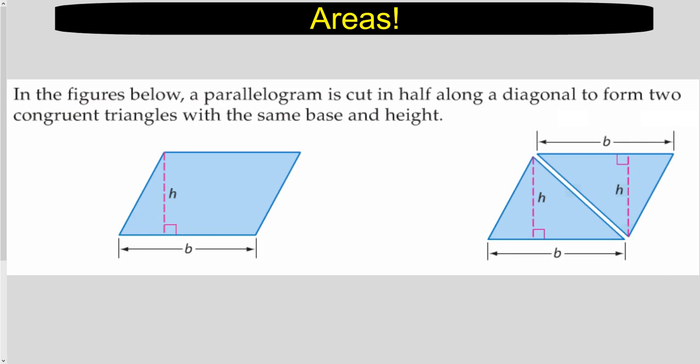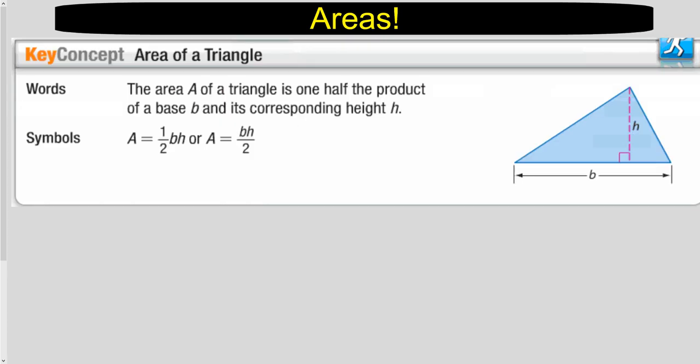Okay. So let's look at this parallelogram. Again, if we cut it in half, but this time we cut it along a diagonal, you'll see that we form two congruent triangles with the same base and the same height. Since those triangles have the same base and the same height, we also know that their areas must be the same. So if I cut this entire piece in half, I should get two pieces that are each half of that. So if the area of a parallelogram is base times height, and I cut it in half, we get the area of a triangle. And that's where the formula for the area of a triangle comes from. It's just half of a parallelogram.